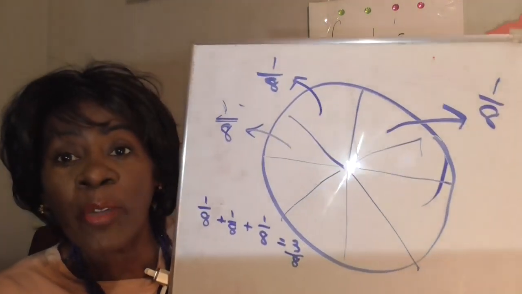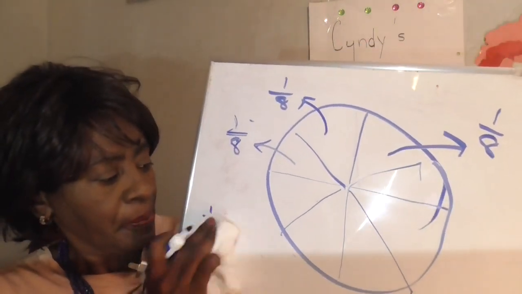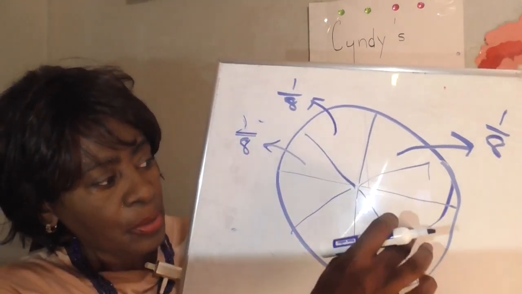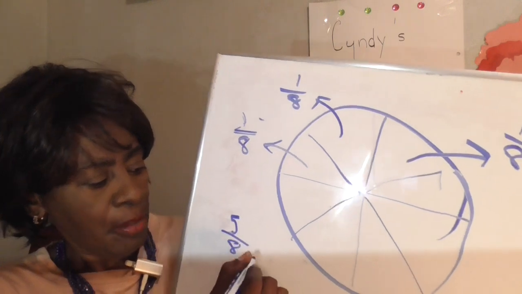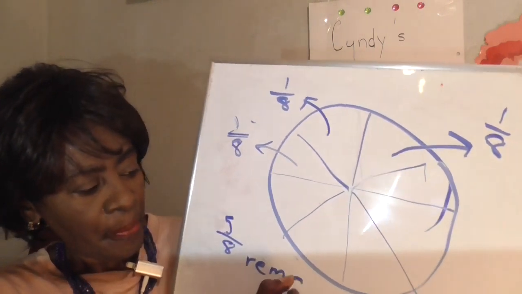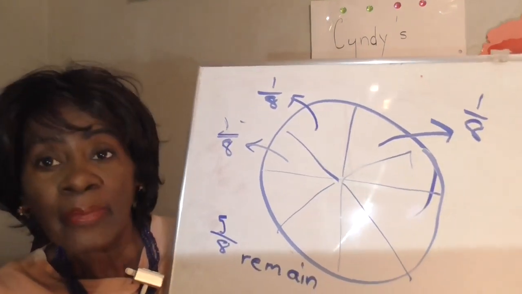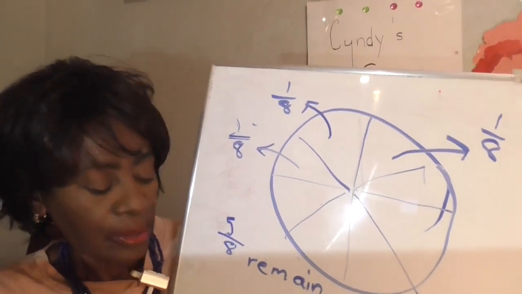How many pieces remain? 1, 2, 3, 4, 5. 5/8 remain. Fractions are part of a whole.